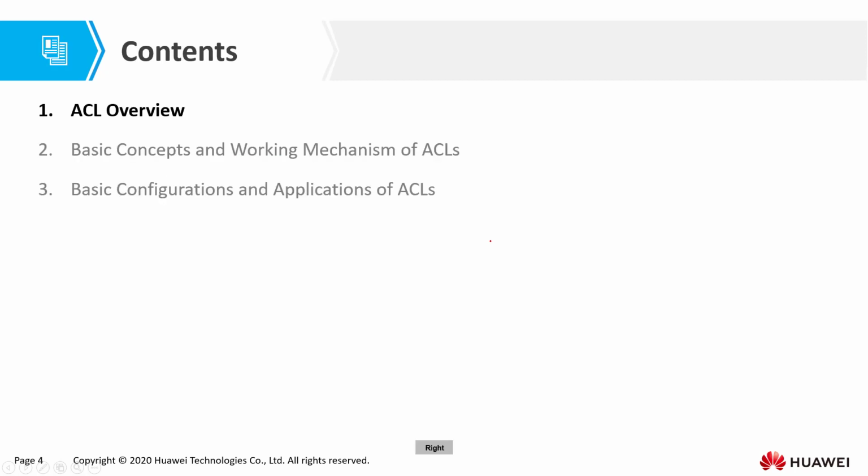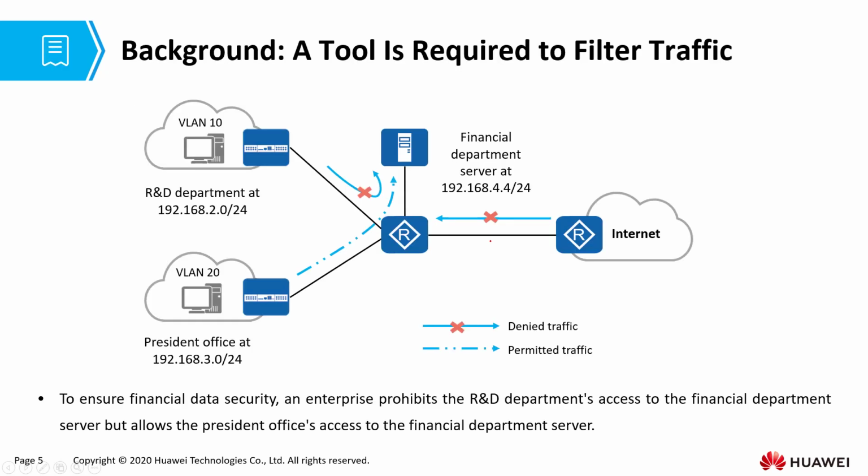The first one is going to be the ACL overview, and this is it. The second one will talk about the basic concepts and working mechanism of ACLs. And in the third one, I will show you typical lab configurations of applications and usage of ACLs. So let's start with the overview. First of all, let me show you a simple typical topology of a typical campus.